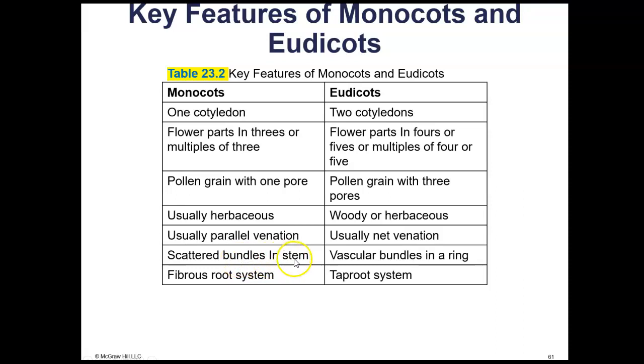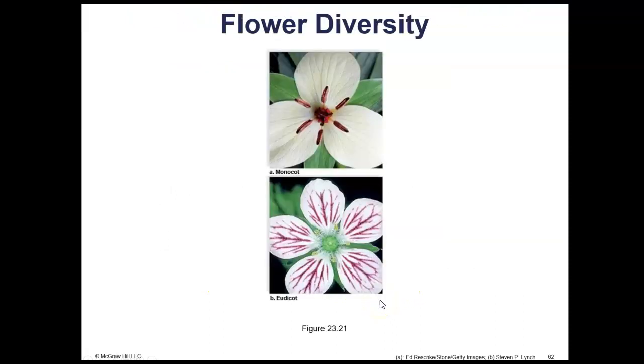The stem, if you slice it in cross section, the vascular bundles are scattered in a monocot. In eudicots, they're arranged in a ring. And for the roots, the monocots have a fibrous root system, whereas eudicots have a taproot system. So here you can see a monocot flower versus a eudicot flower.